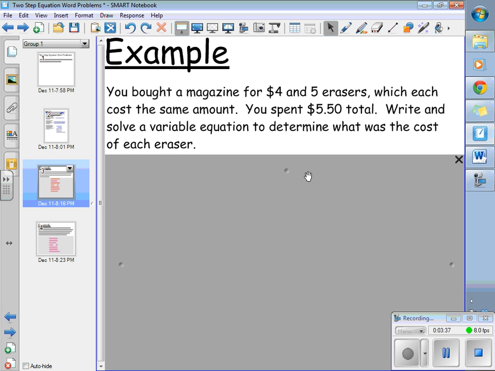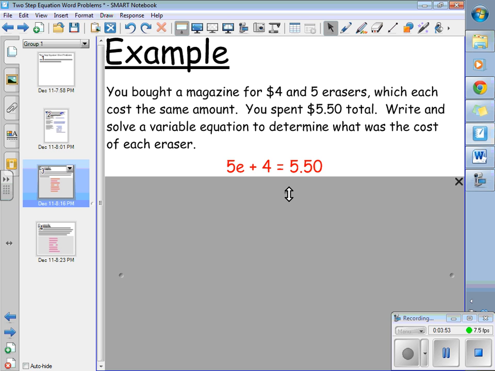You bought a magazine for $4 and 5 erasers, which cost the same amount. You spent $5.50 total. Write and solve a variable equation to determine what the total cost was for each eraser. So you've got 5 erasers plus $4 for the magazine gives you $5.50. So hopefully you can look at that and see the equation fairly easily. Is 5e plus 4 equals $5.50.